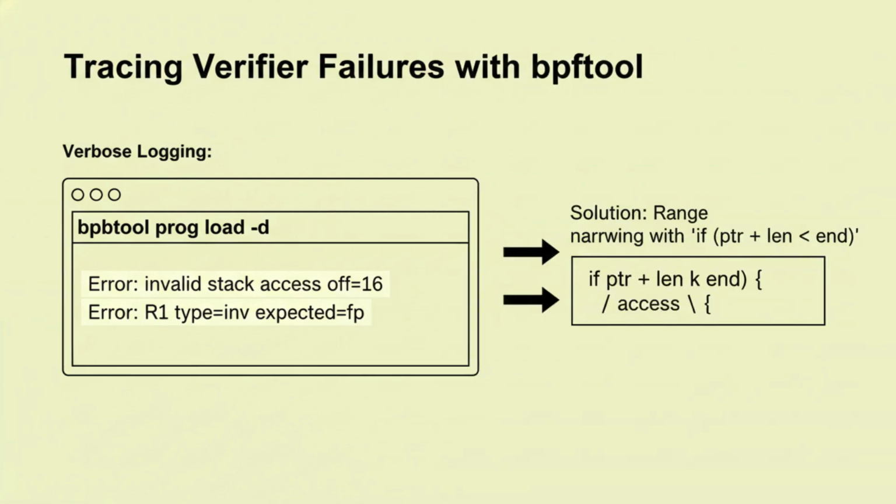When the verifier rejects your program, it produces a log that can be thousands of lines long. The key to debugging is finding the invalid access or uninitialized register error at the end of the log. By using bpftool prog load with the verbose flag, you can see exactly which assembly instruction triggered the failure. Often, the verifier loses track of a pointer's bounds after a complex calculation. We must use techniques like manual range narrowing to convince the verifier that our logic is safe. This negotiation is a core skill for engineers building low-latency security hooks where every nanosecond counts.